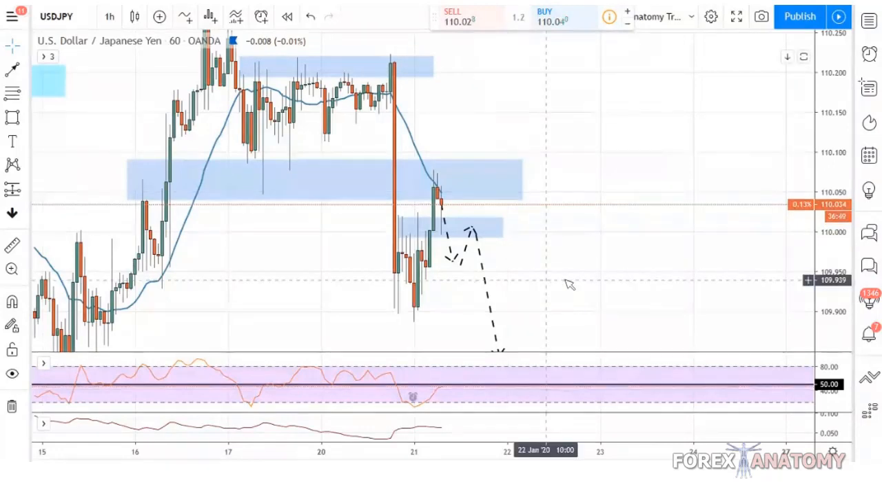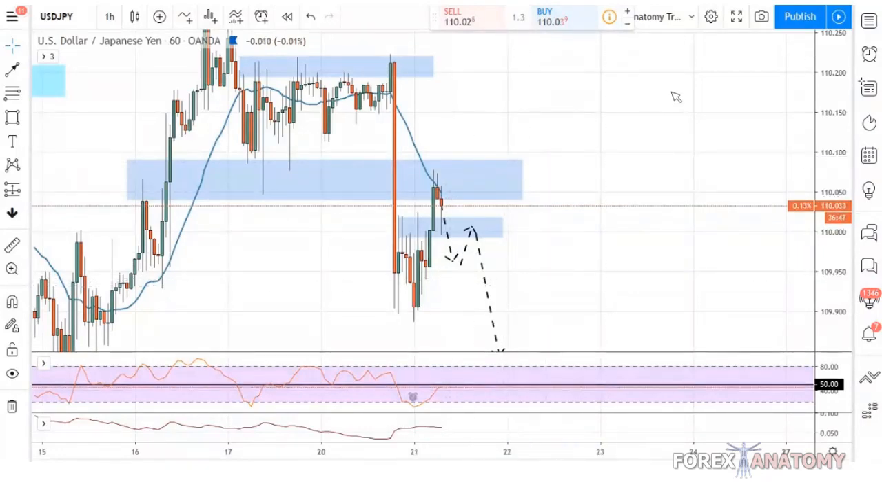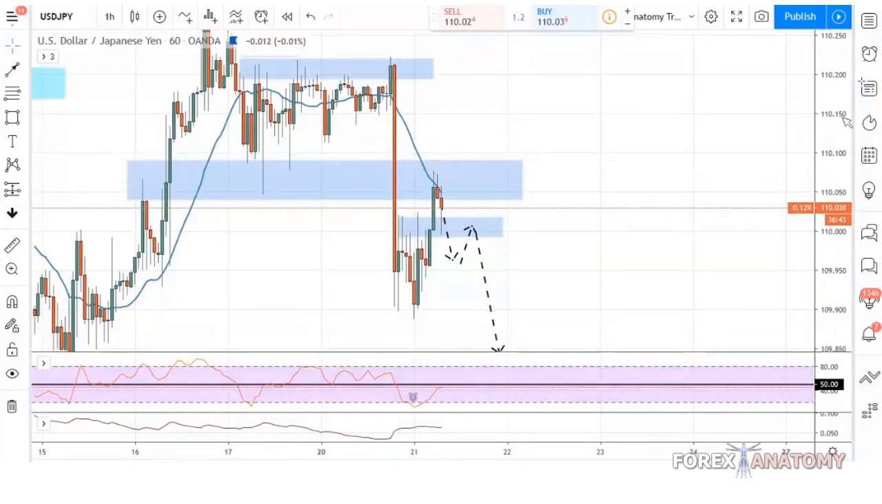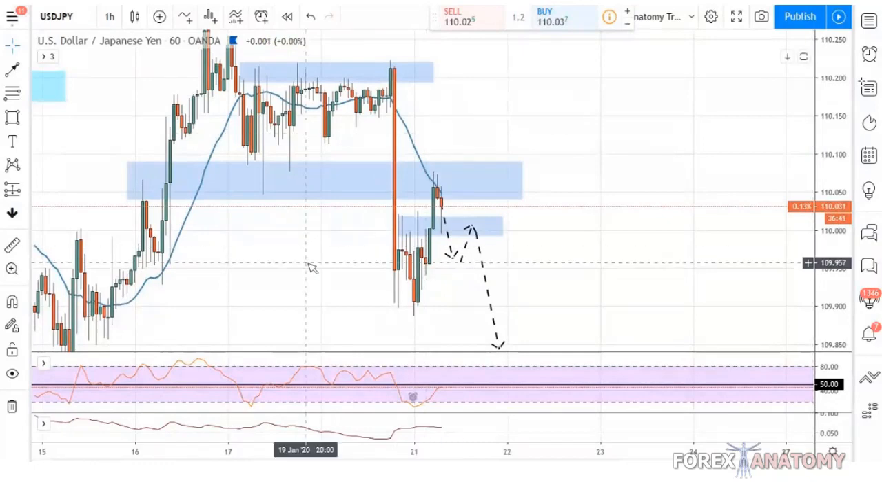But if there aren't any questions, then we can probably move forward, because right now all we have to do is just be patient and wait for these setups to confirm what we're looking for, what we want to see in the market.